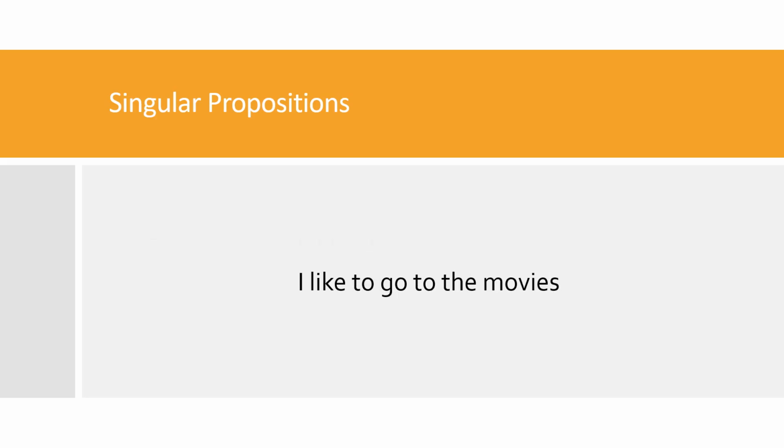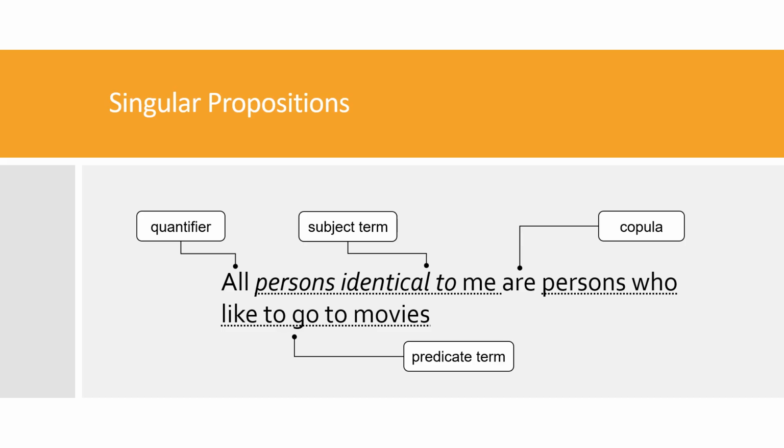How about the example of I like to go to movies? Now notice once again we have the same basic problem. What you're talking about is just yourself in this case, the one and only you. And of course, we can't say all me's, that just sounds weird if nothing else, and we can't say some me's. Instead, what I want to say is all persons identical to me. And notice what I do is I take myself and I create a class or category of its own out of me. So a proper translation would look something like this. All persons identical to me as my subject term are persons who like to go to movies.